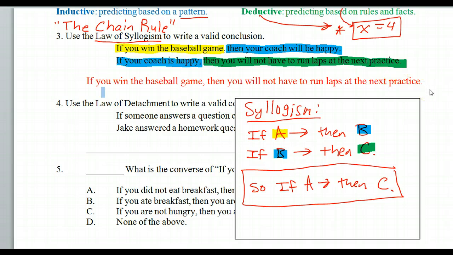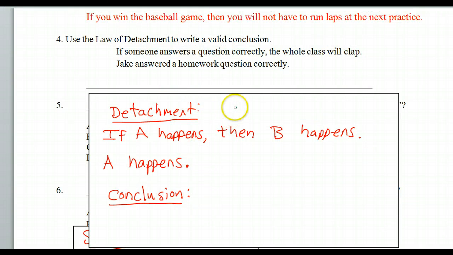I'm emphasizing that because the law of detachment does not give you an if-then statement. It's just a conclusion, not a hypothesis and a conclusion like syllogism. Let's take a look. Here's how the law of detachment works. Detachment is kind of silly to me because it really comes down to common sense. If you have an if-then statement, it's always like this: if A happens, then B happens.